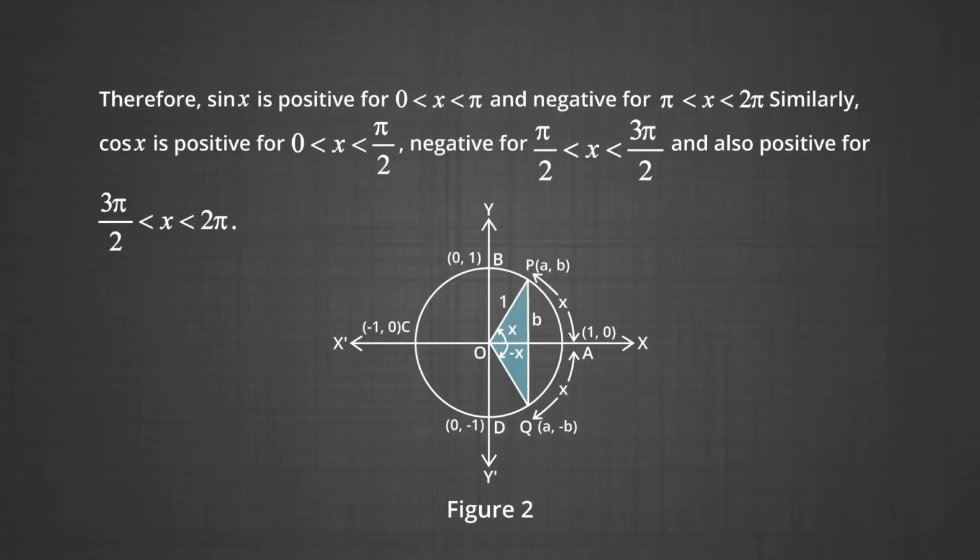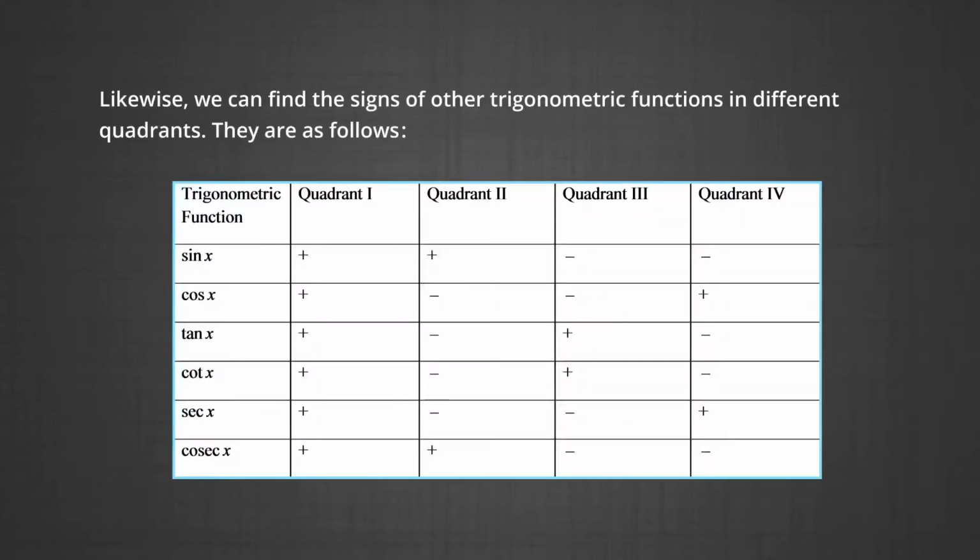Similarly, cos x is positive when x lies between 0 to pi by 2, negative when x lies between pi by 2 to 3 pi by 2, and also positive for all values of x between 3 pi by 2 to 2 pi. Likewise, we can find the signs of other trigonometric functions in different quadrants.